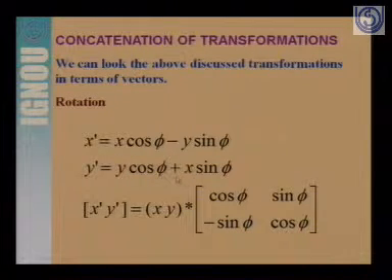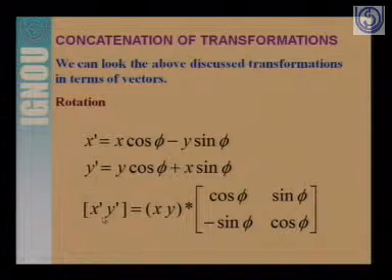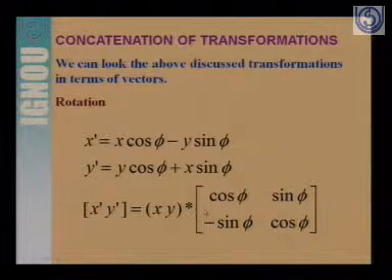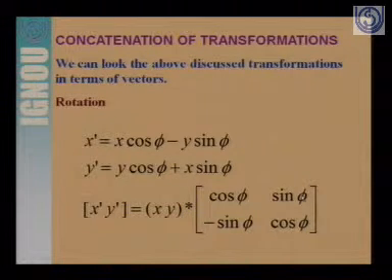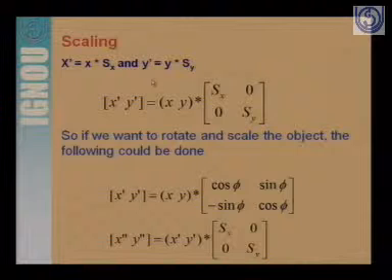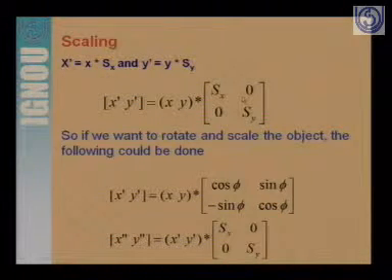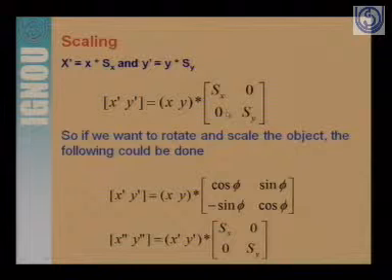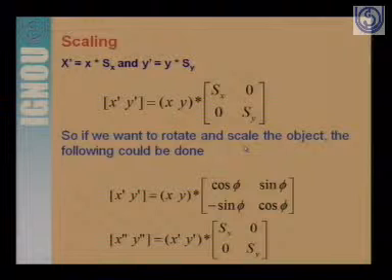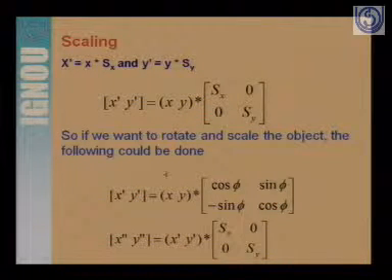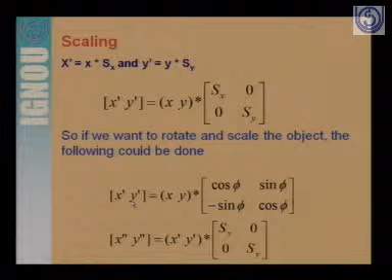So here we can write in terms of matrix multiplication, that is x dashed, y dashed is equal to x, y multiplied by the transformation matrix [cos phi, sin phi; minus sin phi, cos phi]. And when you talk about the scaling, the transformation matrix will be [sx 0; 0 sy]. Now if we want to rotate after scaling, then the following could be done.